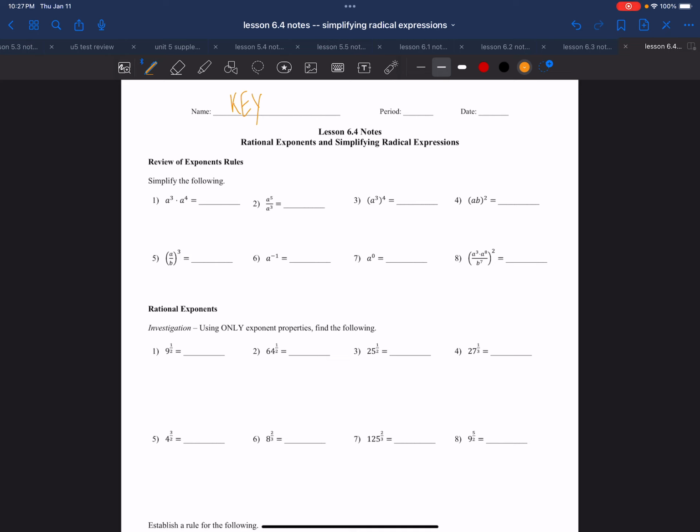And then we're going to investigate what rational exponents are. By rational exponents, remember, rational, we see the word ratio in that, which means fraction, right? We're talking about fractions. So if I have, like, x to the 2/3, how do we interpret that?